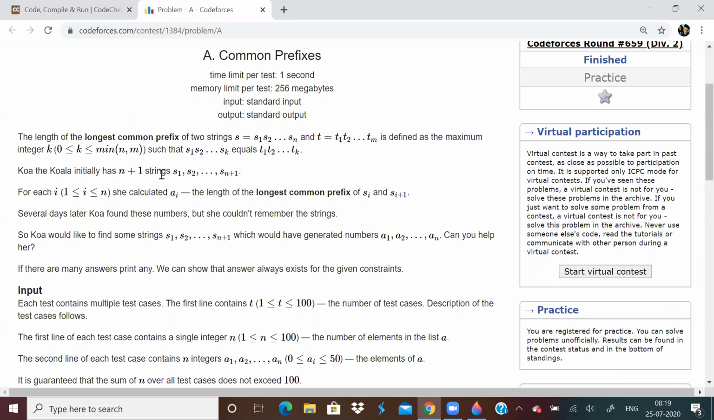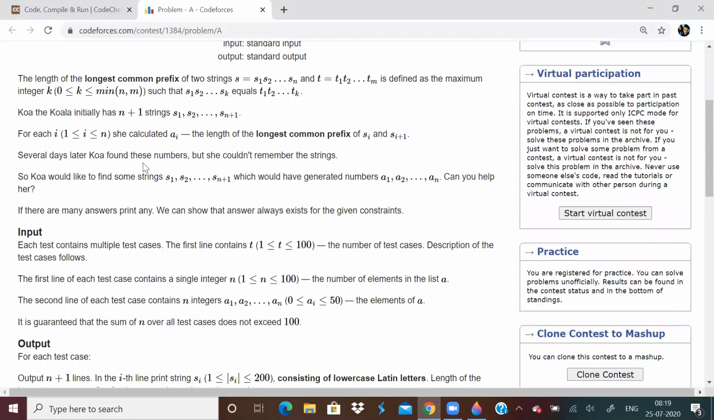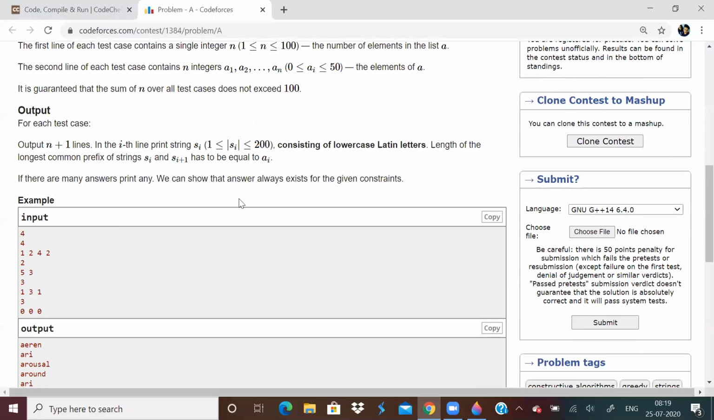So we have n plus 1 strings and we have an array of integers a of i. a of i is the length of the longest prefix of s of i and s of i plus 1. We need to find these strings, and print any valid answer. We need to print n plus 1 strings. So let us look at the first example, 1 2 4 2.